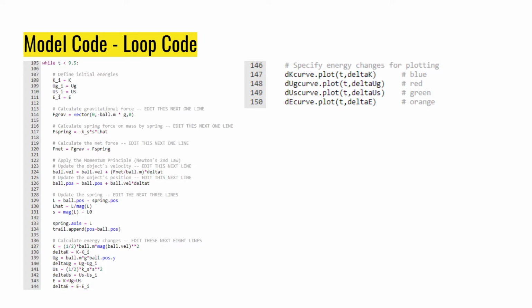Then we have specifying the vector L again, which is exactly the same as specified before. The energies are also defined exactly as before, except now we calculate the change in energy, which is itself minus its initial. The graph output of the code color codes all the energies as follows. Kinetic energy is blue, gravitational potential energy is red, spring potential energy is green, and the total energy is orange.